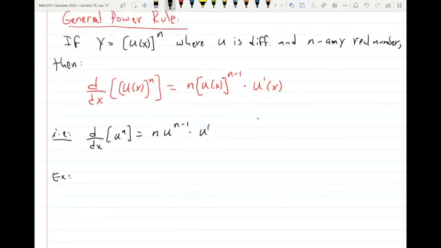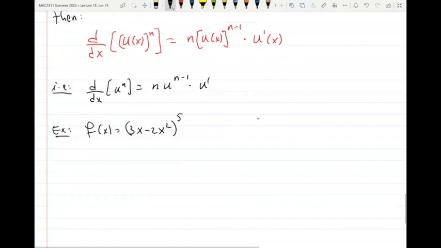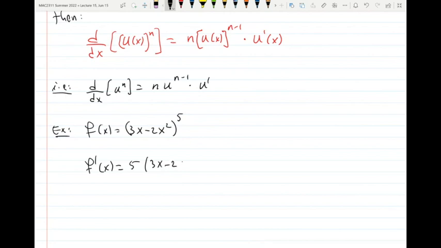As a quick example, let's say that we have the function f of x equals 3x minus 2x squared, to the 5th power. If you want to find f prime, this is our u right here, and this is something to the 5, so just use the general power rule. So this is 5 times this function to the 4, but then times the derivative of the inside. What's the derivative of the inside? 3 minus 4x. Good. Do you understand this?